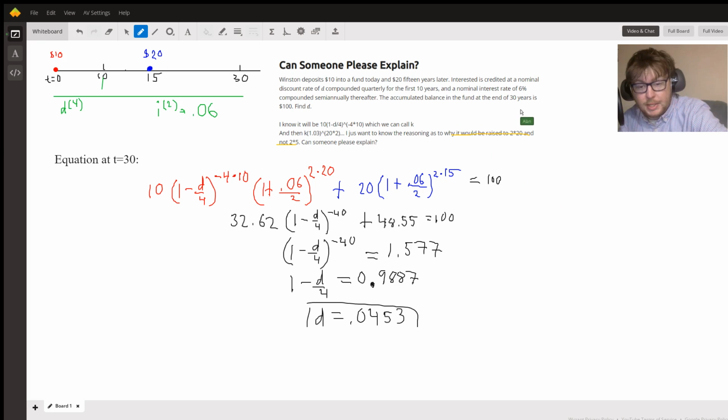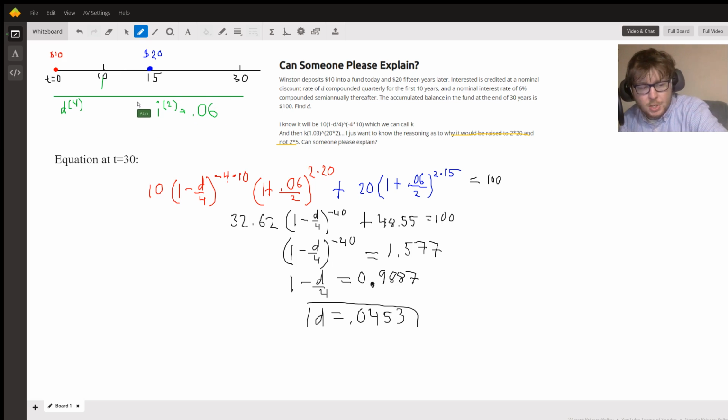So we know at the end we have $100, so we're going to make that the right-hand side of the equation. The left-hand side of the equation will be taking our two cash flows, $10 and $20, and basically putting them together with their growth factors. Okay, so let's start with the first one. So the first one, what's going on? From time 0 to time 10, we're working with this discount rate. And from time 10 to time 30, we're working with this nominal interest rate.